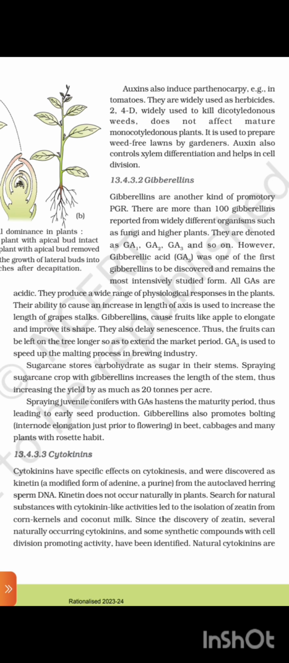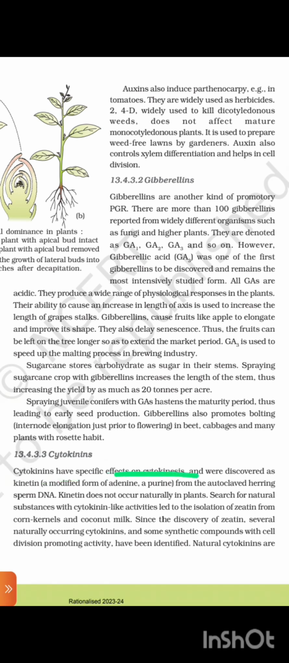Spraying juvenile conifers with GA hastens the maturity period, thus leading to early seed production. Gibberellin also promotes bolting, internode elongation just prior to flowering, in beet, cabbage, and many plants with rosette habit.